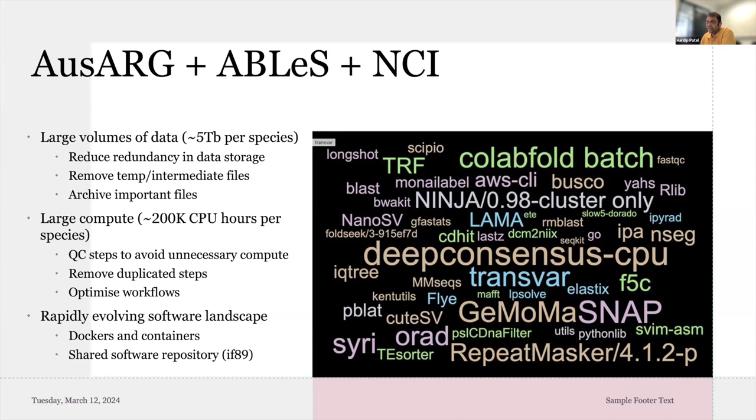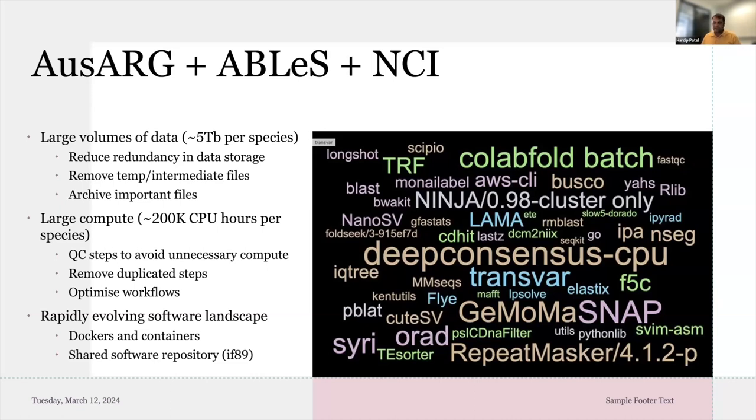As we had mentioned, the software landscape is very different in bioinformatics and biology. There are Dockers and containers largely available for many of the modern software, so we try to utilize them. It's not my first preference, but we have to do it because a lot of this software has multiple software dependencies in a really complicated way. So it makes it easy to use Dockers and containers, which is available at NCI.